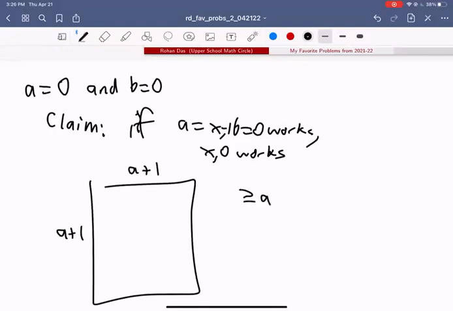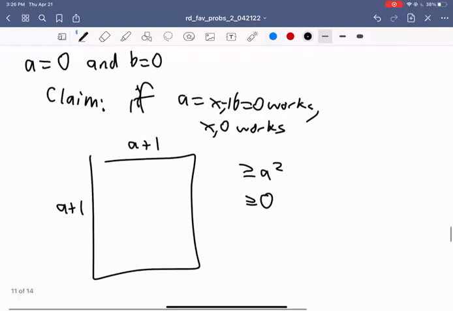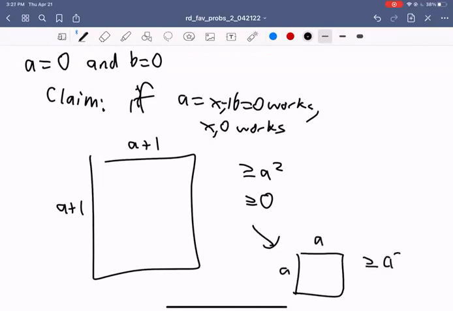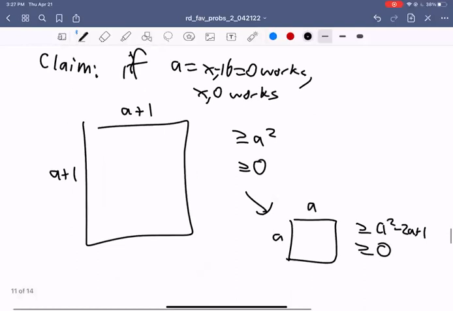But for now, we have an A plus 1 by A plus 1 grid, and we have at least A squared amber cells and at least 0 bronze cells. And we want to show that we can reduce this to an A by A grid with at least A squared minus 2A plus 1 amber cells and at least 0 bronze cells by removing an amber cell. And first, we can notice that if there are 0 bronze cells, we are basically done. We can just choose everything along this diagonal. And in fact, we can do this for a small amount of bronze cells.